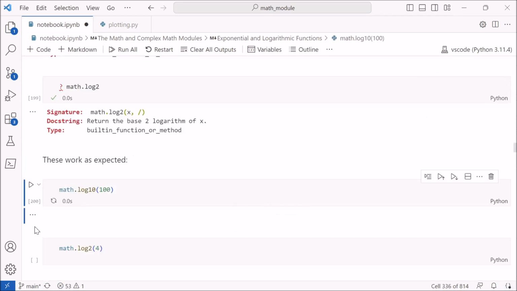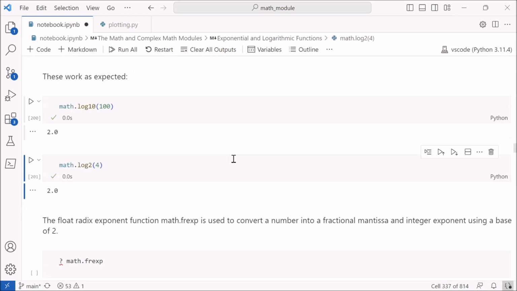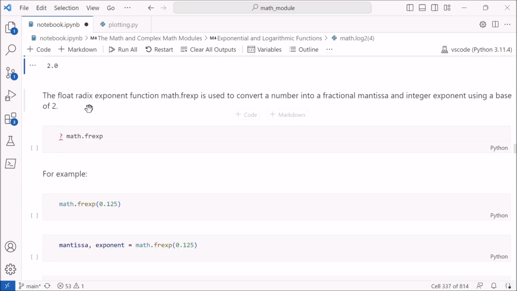And these both work as expected, yielding the same result as before. So the float radix exponent function is used to convert a float into a fractional mantissa and an integer exponent, using a base of 2.